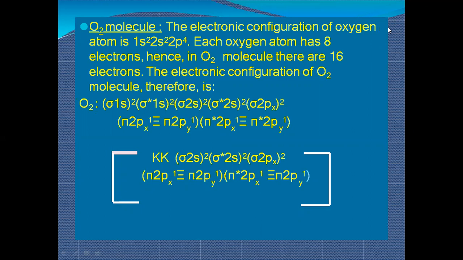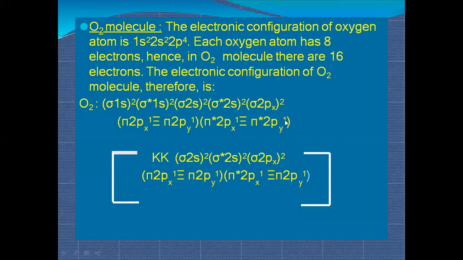sigma 1s2, sigma star 1s2, sigma 2s2, sigma star 2s2, sigma 2p. This is Z, a typing error here. Sigma 2pz2, pi 2px1 is equal to pi 2py1. Anti-bonding pi star 2px is equal to pi star 2py.